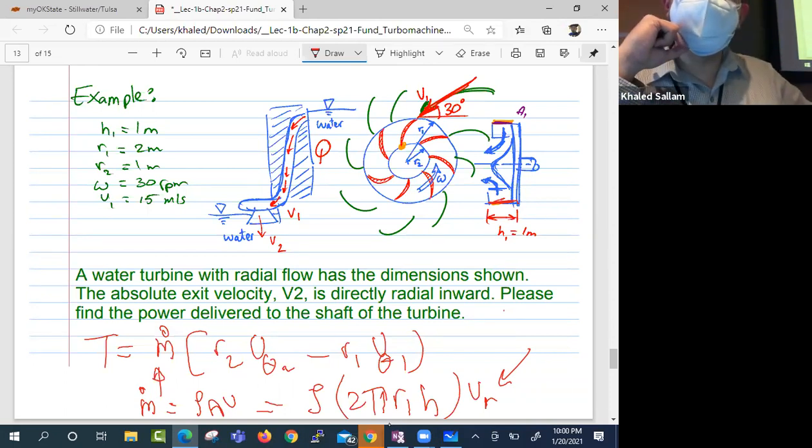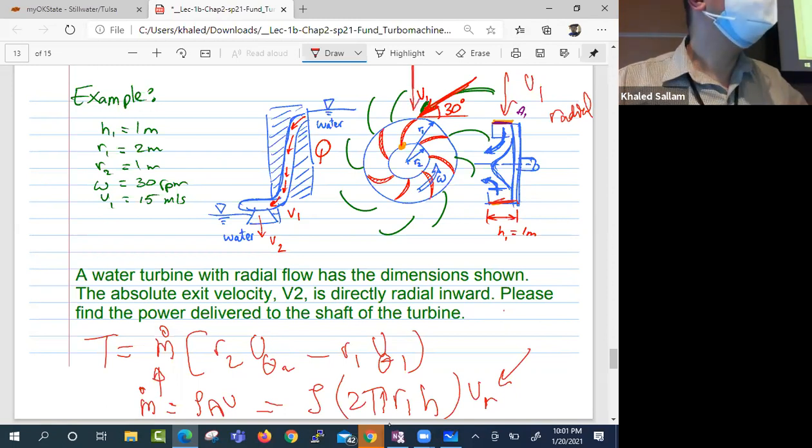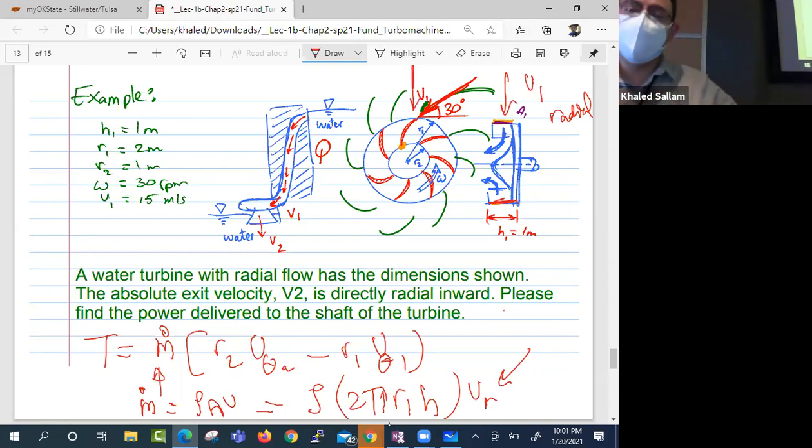So which velocity should I use to calculate the m dot? Should I use V1, V1 theta, or V1 relative? To calculate the m dot, should I use V1, V1 radial, or V1 theta? Which velocity is normal to the area? Radial, V1 radial. V1 radial is normal to that area.